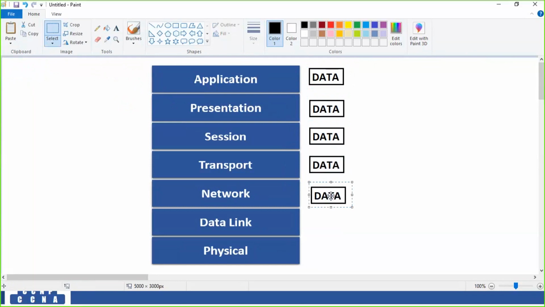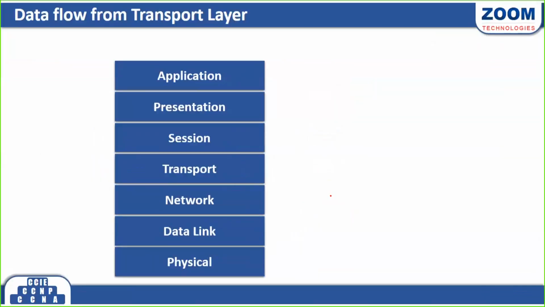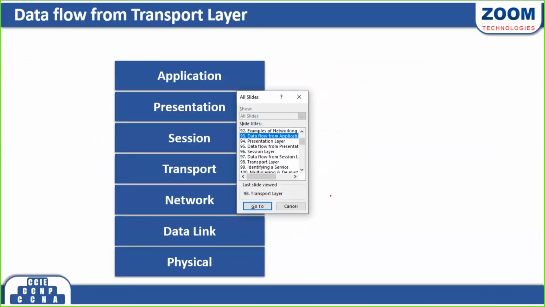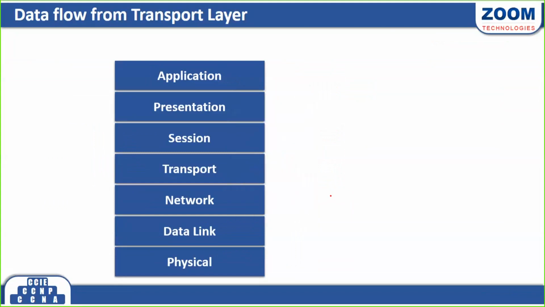Now I have one small question. Out of all 7 layers, which layer is responsible for identifying service? Which layer is responsible for identifying service? Network layer? The transport layer is responsible for identifying service. Remember? Transport layer.